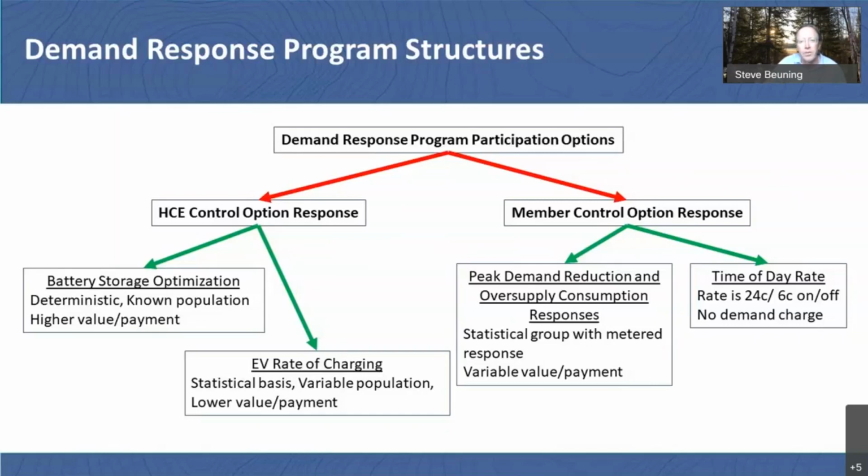Over on the member control side, we do have a time of day rate with a 4-to-1 on peak to off peak window. It's 7 days a week. There's no demand charge for members who participate in that. And what we've seen is some of our regional transit customers are really interested in this. It gives them the chance to recharge the transit fleet in the off-peak periods and avoid demand charges for transit charging that they otherwise would have been exposed to under the old rate structure. On the peak demand and oversupply reduction programs, it's a statistical population, and I'll show you some slides on that in more detail. So let me move ahead.